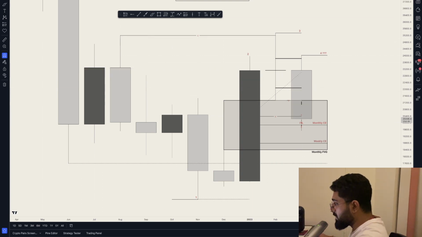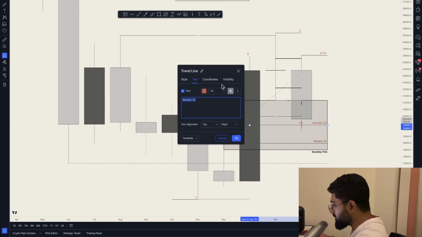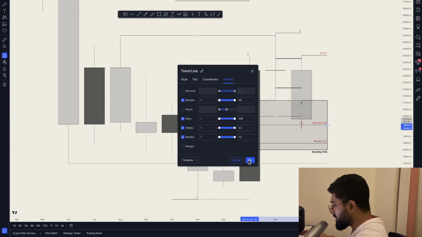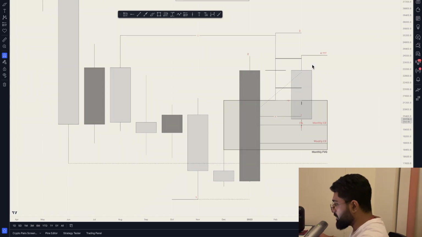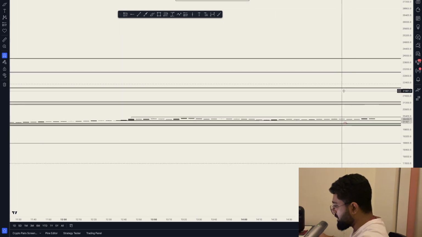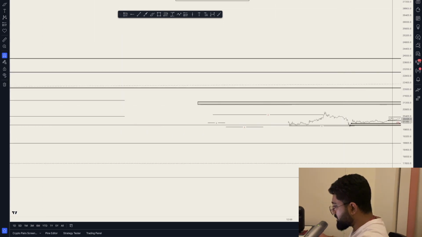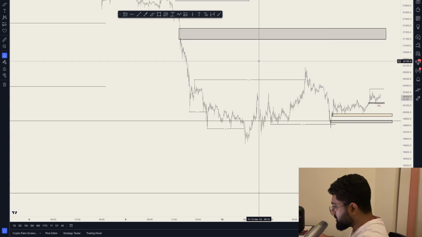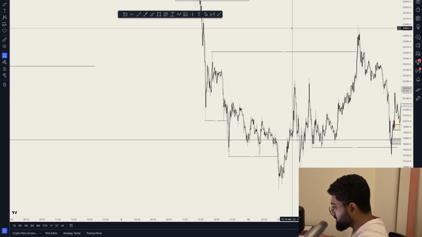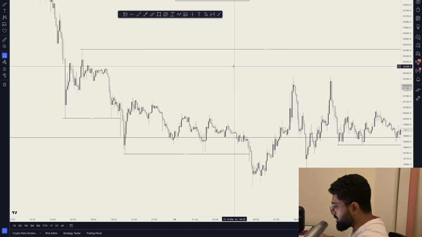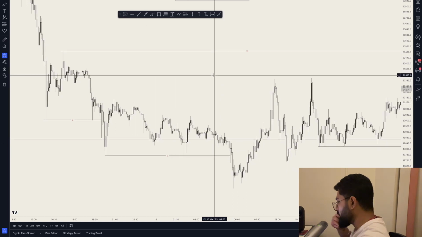So anyways, we had this level here. Let me change the settings here and let this level be visible on the 5-minute chart. So now we are going to the 5-minute chart. Again, I had shared one of my charts on Twitter.